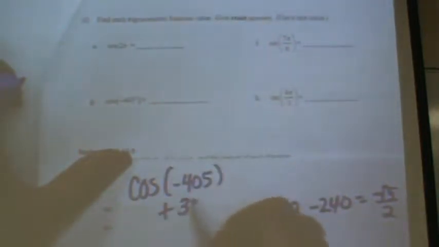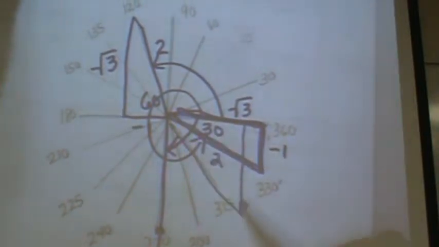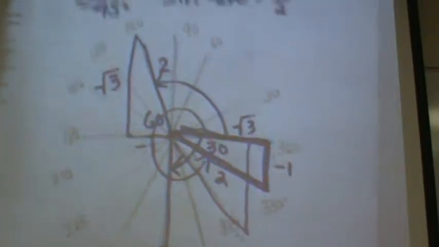And if you flip to the other one, there's one more angle in degree mode. It says cosine of negative 405. I would add 360, and you're going to get negative 45 degrees. Well, we know where negative 45 is. It's this angle right here, going backwards 45, 315.